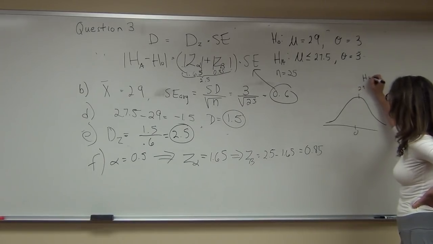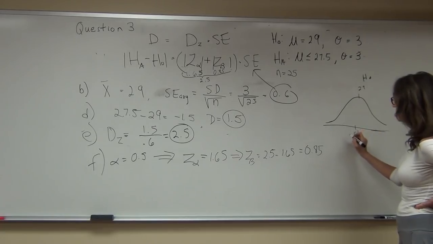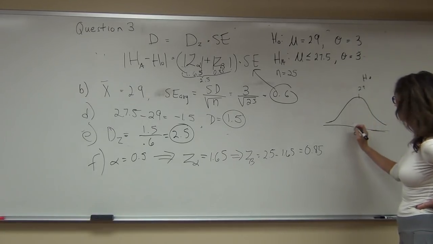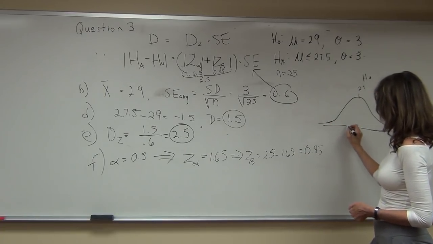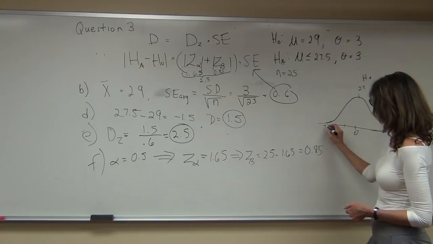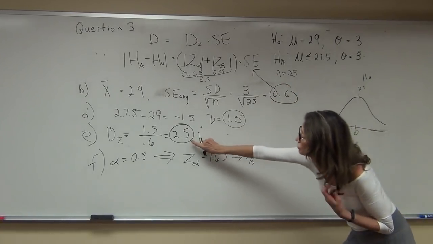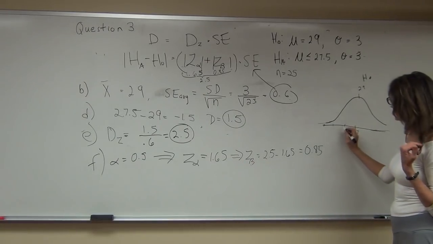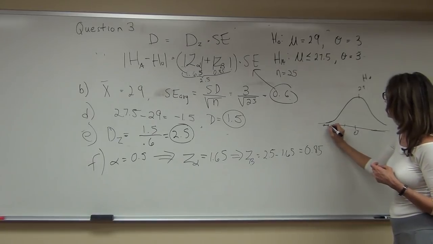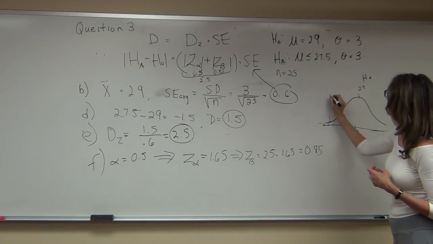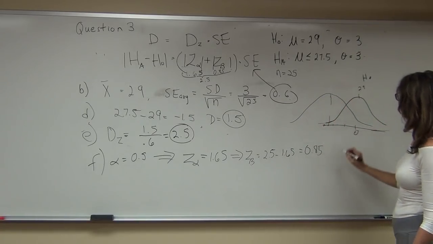So that's our null. And then we've got this alternative hypothesis that turns out to be 0.6 standard errors away, well, 2.5. 0.6 is the standard error, so it's a z-score of 2.5 away. So this is 1, 2, 3. So it's about right here. Let's just draw it kind of accurately. So we're going to have another curve under the alternative.